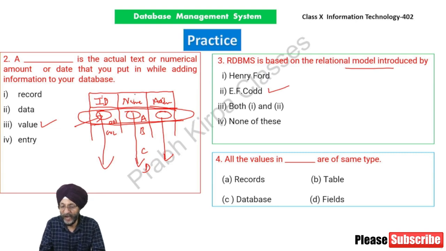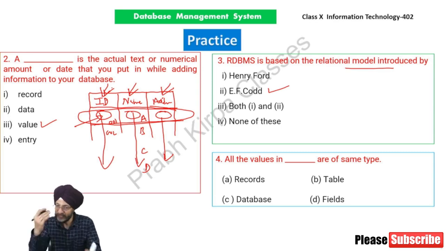So all these are fields or columns. Here all the information reflected in one particular column or field is of the same type. This column will show only the addresses of the particular person. It will tell us the name of the particular person. It will tell us the ID of the particular student or employee. So all the information in any one column or field is of the same type. So the answer is: all the values in fields are of the same type.